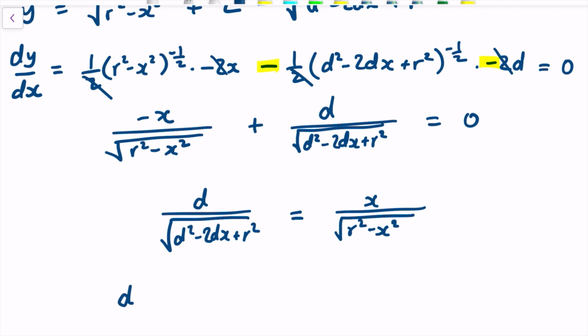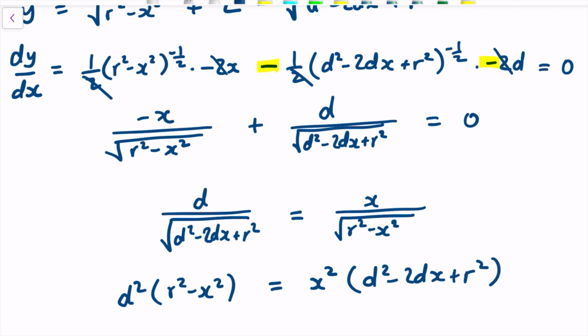So we'll end up with d squared times r squared minus x squared. The square root will disappear. And then we'll end up with x squared and d squared minus 2dx plus r squared. Again, the square root disappears.